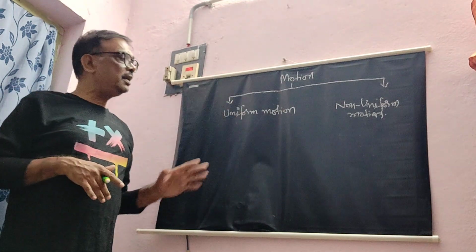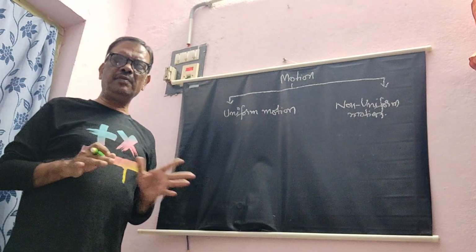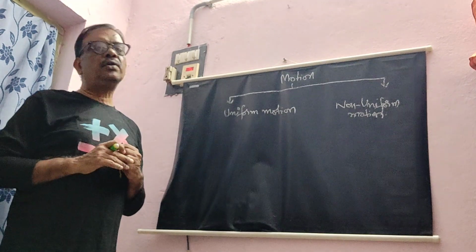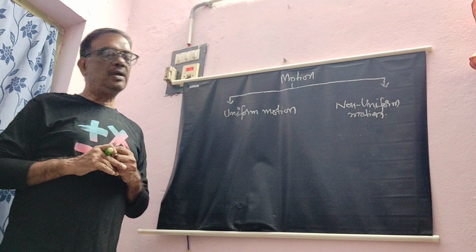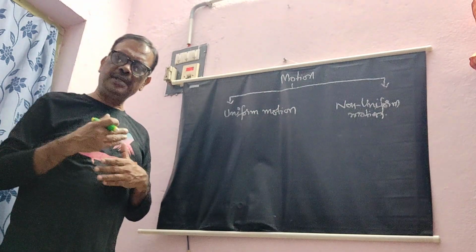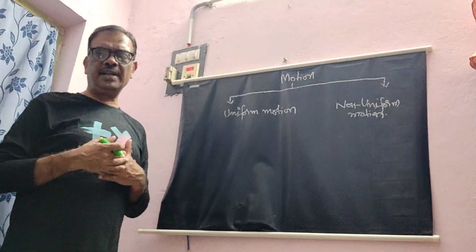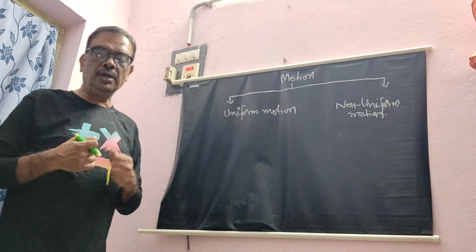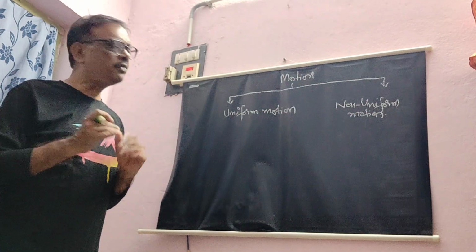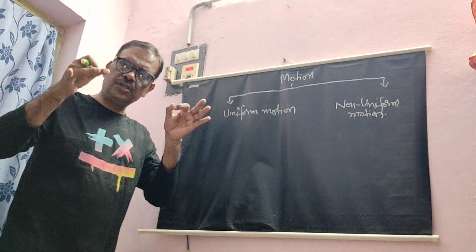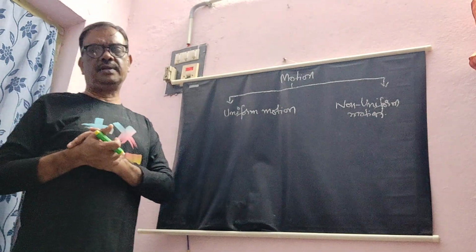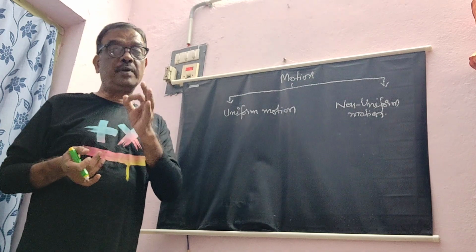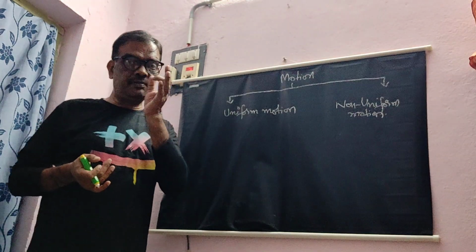So, motion you know very well. Now we will discuss what is uniform motion and what is non-uniform motion. This we are experiencing in our daily life every day. If I explain it just now, you will understand. This is called uniform motion. What is uniform motion? An object is said to be in uniform motion if it covers equal distance in equal intervals of time.